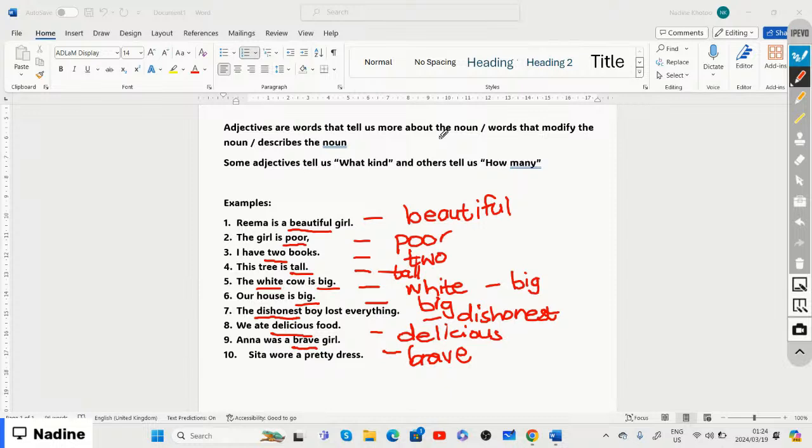All right, so it says Sita wore a pretty dress. And if we look at that sentence, Sita wore a pretty dress, now we need to ask ourselves, does the question ask us what kind of dress Sita wore, or how many dresses Sita wore?